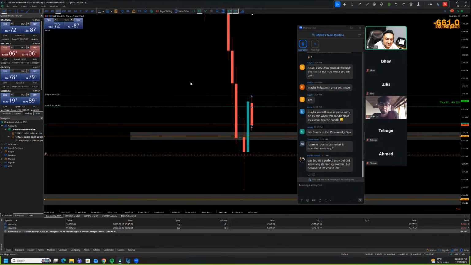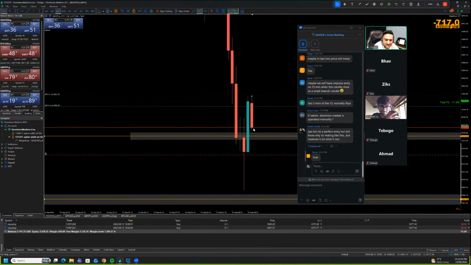So in the last 5 minutes of the 50-minute candle, it normally flips. Well, let's see. Right now it's struggling with this area. If it could retrace more than 50% of the previous candle, maybe I could close one more position there.